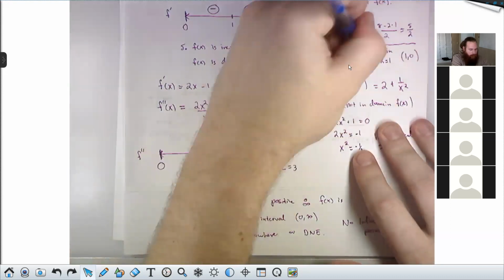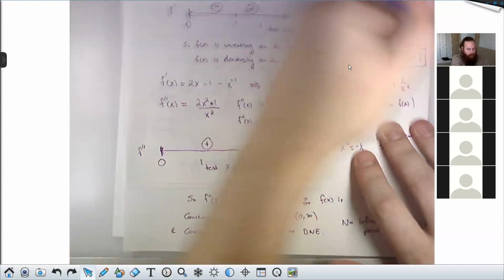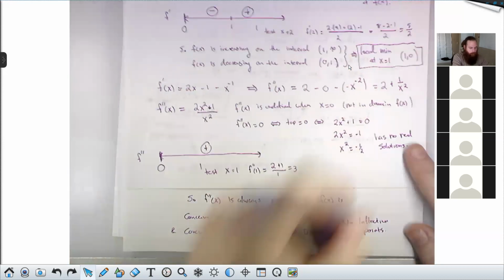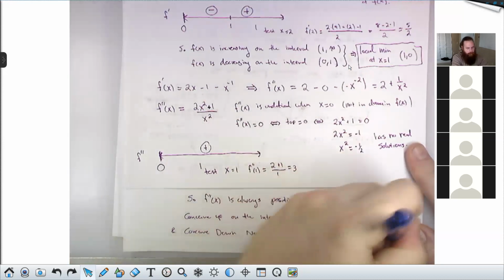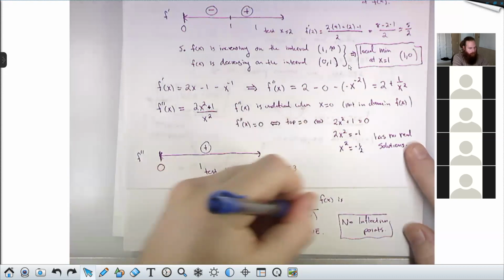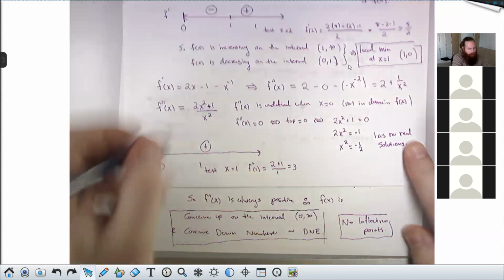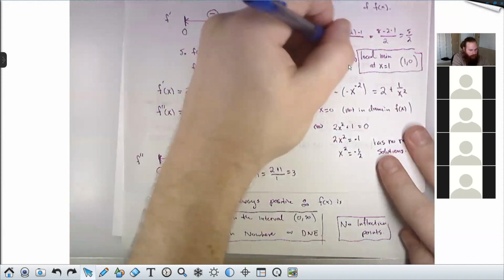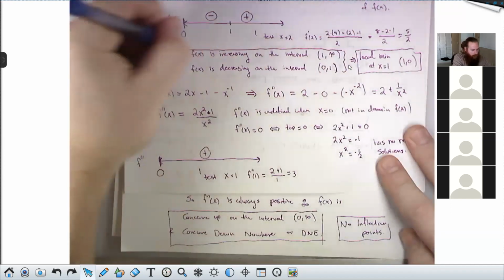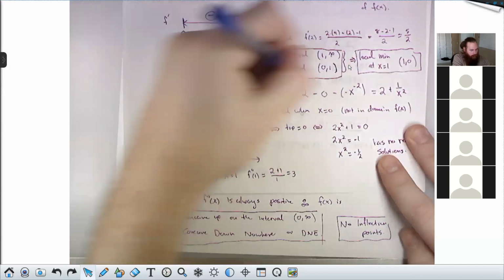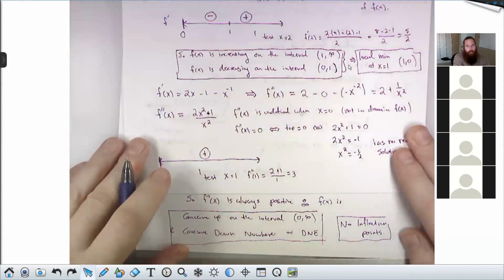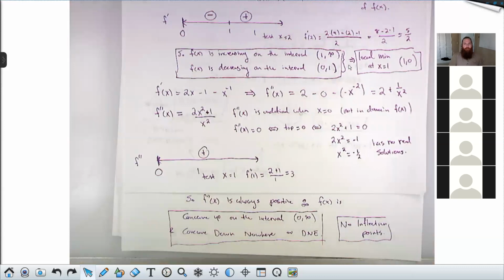So this is all of our stuff. Got a local min there. No inflection points. We're concave up everywhere on our domain and concave down nowhere. And our intervals of increase and decrease are these. That's everything.